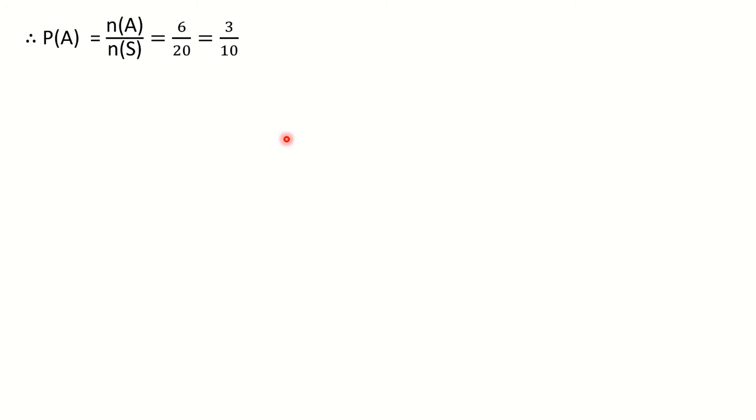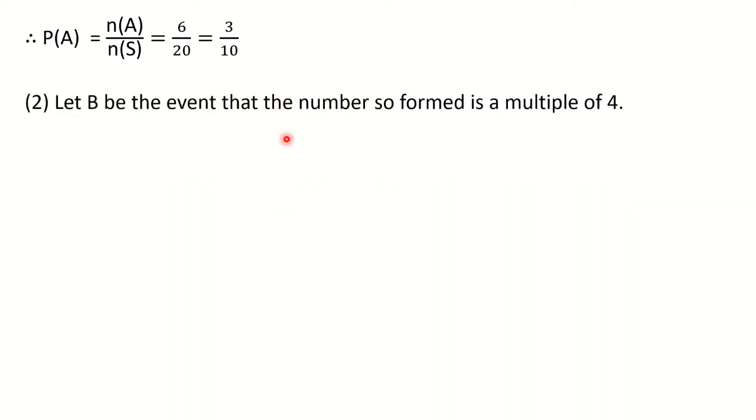Now let us go towards the second event, that let B be the event that the number so formed is a multiple of 4. Again you have to find out the numbers from the sample space itself. So all of you please see the sample space. In the first line you have 12. 12 is divisible by 4. In the second line you have 20 and 24, two numbers. In the third line you have 32, and in the fourth line you have 40 and 44.